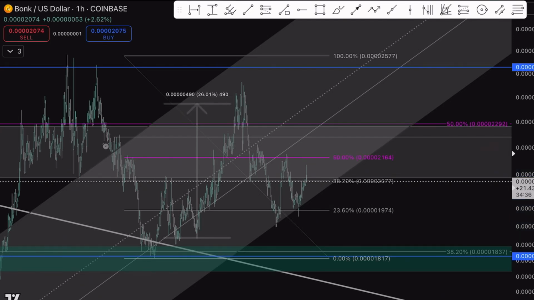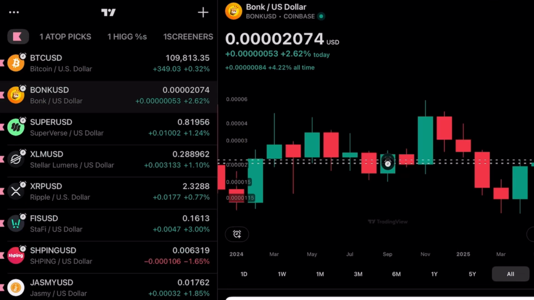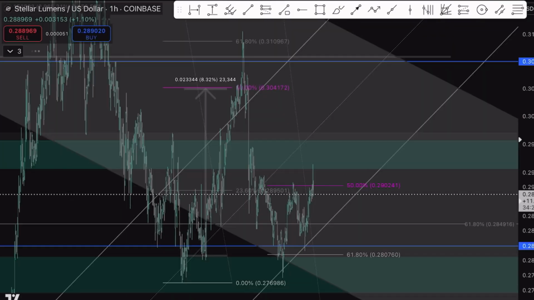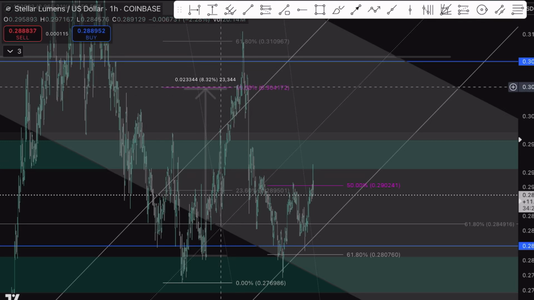So that's for bunk. And then I said that XLM and XRP, right? So it made this run last week. I didn't really take that. I went with bunk instead of XLM because I saw that it was probably going to move around the same time, but it was just going to be a greater percent gain.